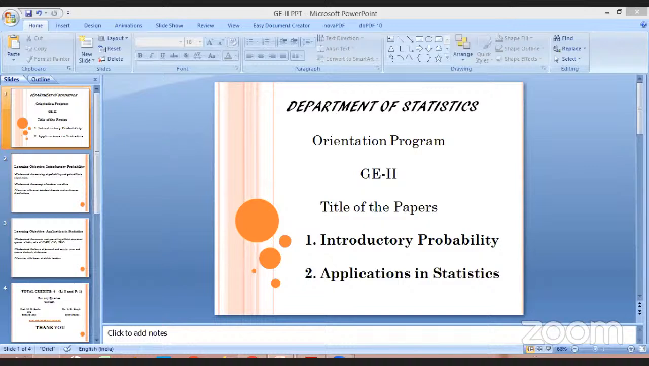Now, the second paper is Application in Statistics. Basically, these are the practical applications of economics concepts such as demand function, utility function, and production function. In Application in Statistics, there are 4 units. The first unit covers industrial statistics, official statistics. I have already shared the syllabus. The first unit is Indian official statistics.